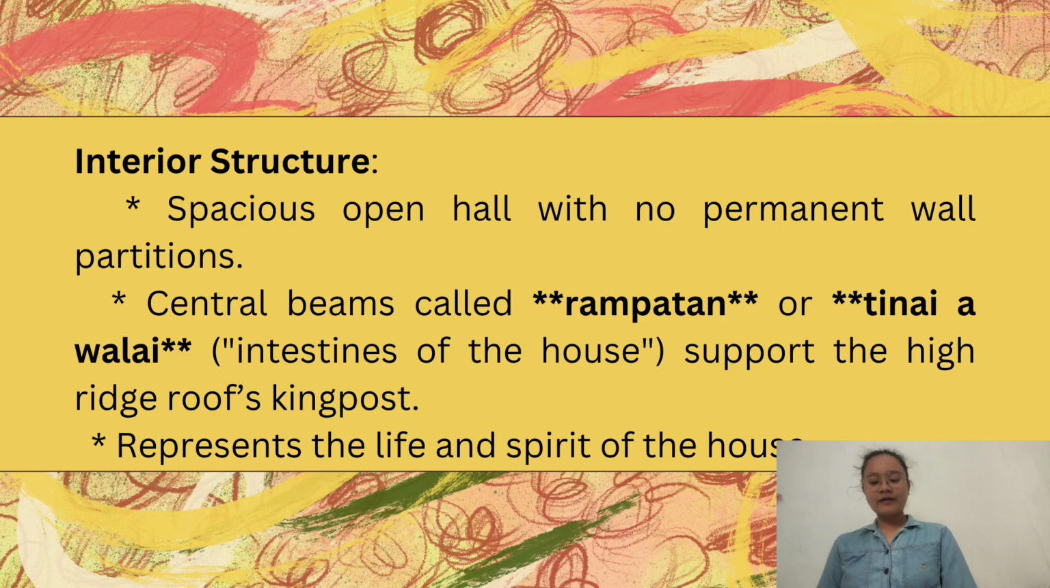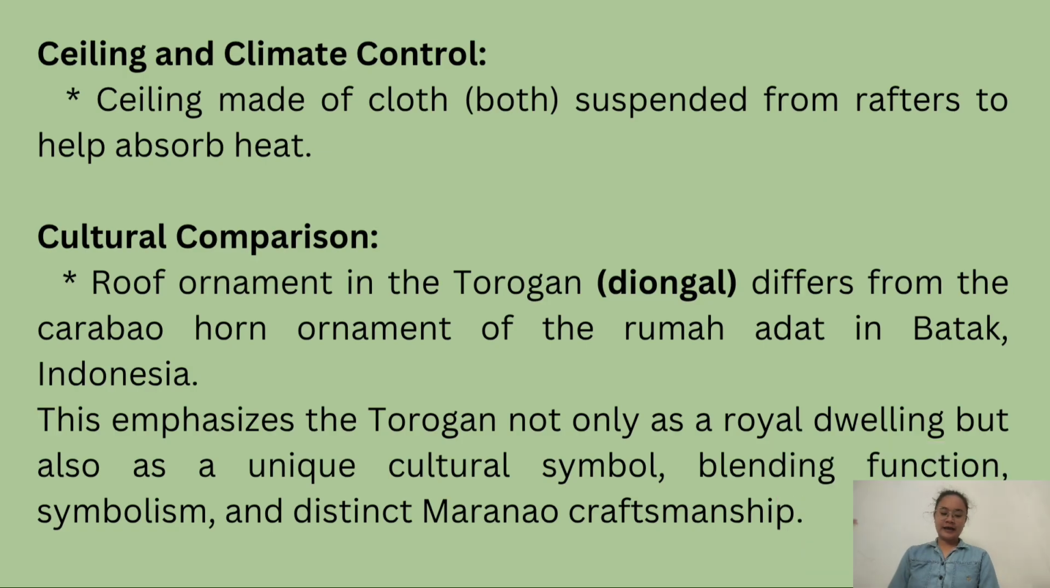Represents the life and spirit of the house. Ceiling and climate control: the ceiling is made of cloth, both suspended from rafters to help absorb heat. Cultural comparison: the roof ornament in the Torogan or Diongal differs from the Carabao horn ornament of the Roma Ada in Batak, Indonesia. This emphasizes the Torogan not only as a royal dwelling but also as a unique cultural symbol blending function, symbolism, and distinct Maranao craftsmanship.